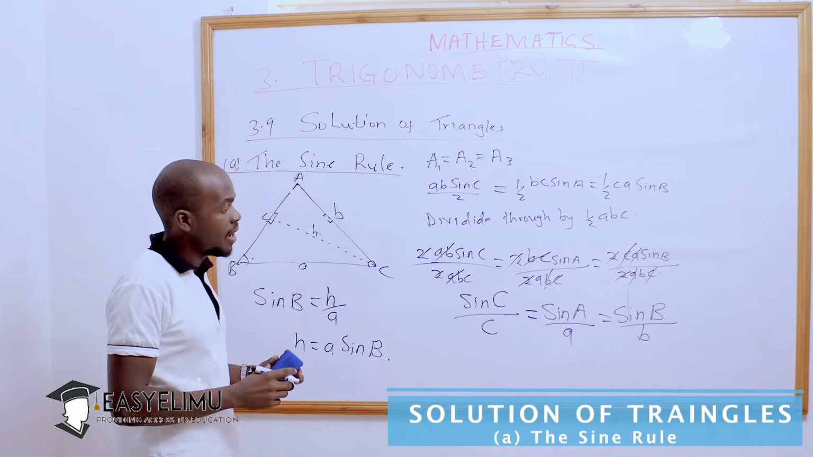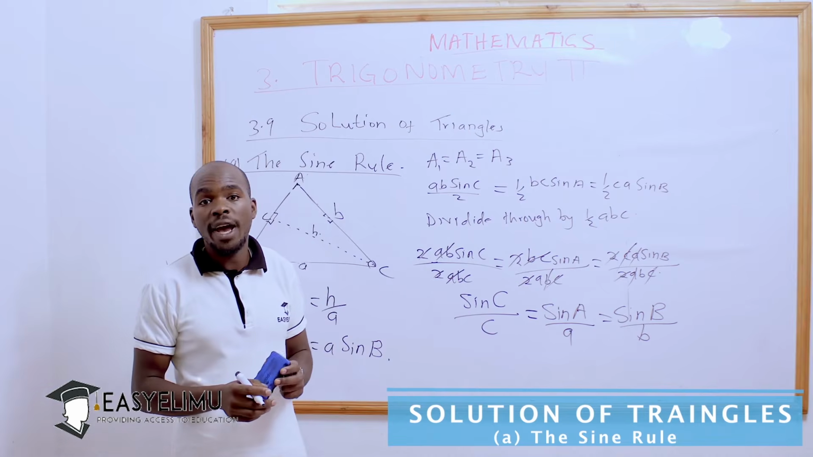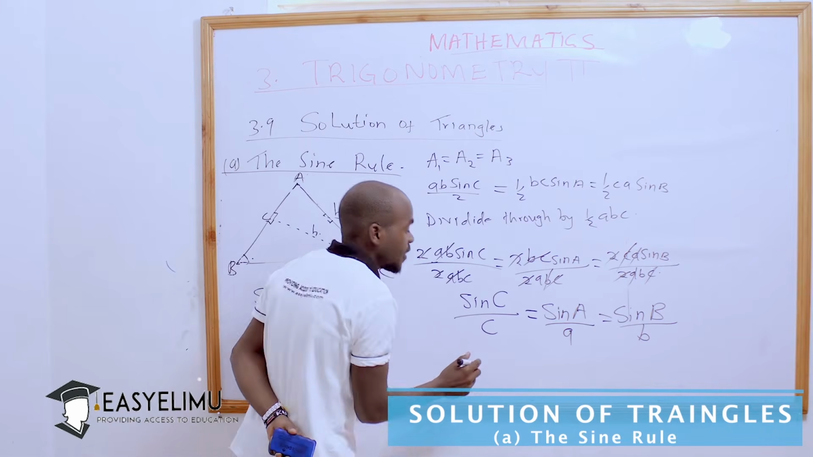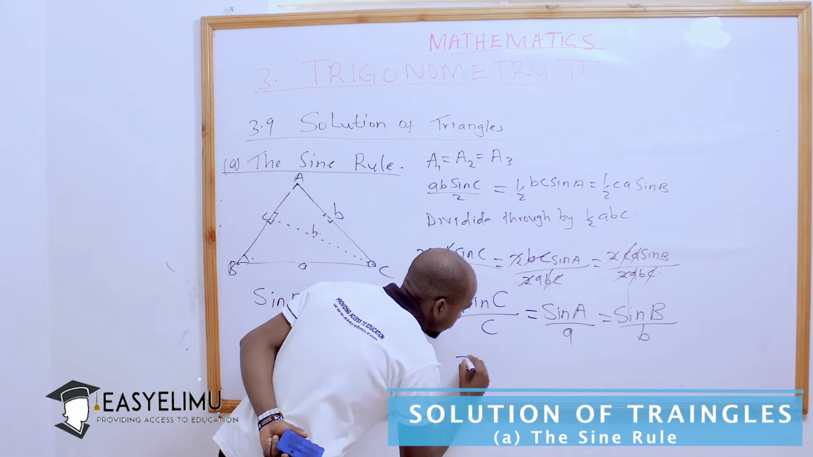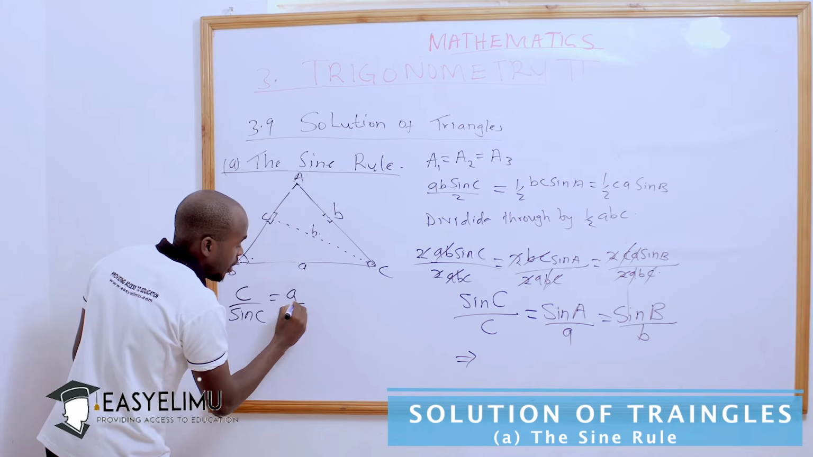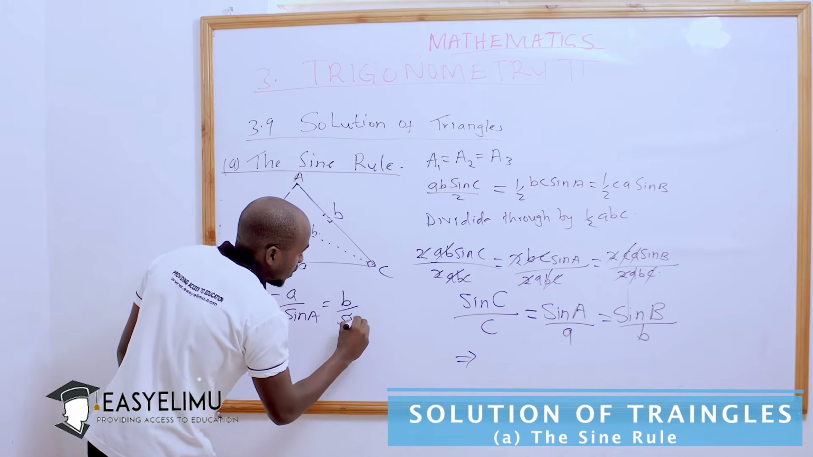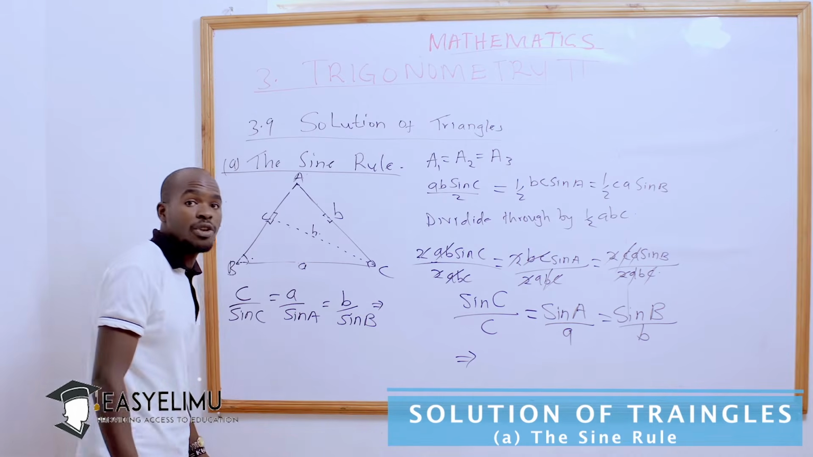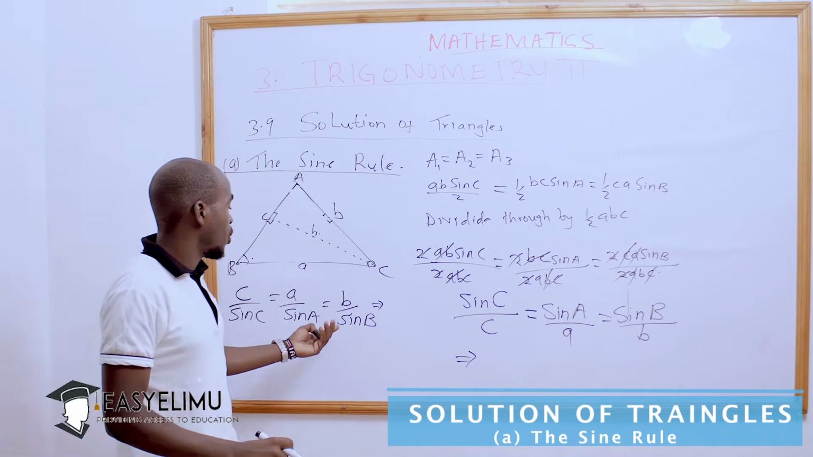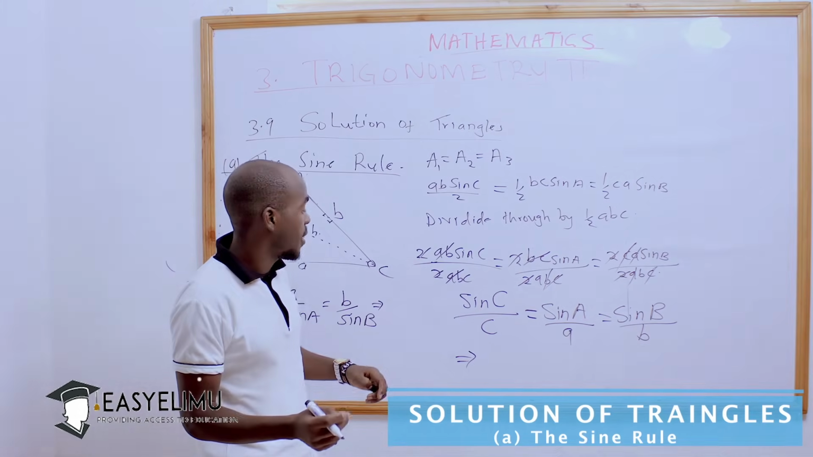As you can see, we find the reciprocal of what we have, and whatever you find is what we refer to as the sine rule. What do I mean? If you find the reciprocal, we have C over sine C is equal to A over sine A, which is equivalent to B over sine B. This is what we refer to as the sine rule, and you can use it for any given triangle, and you will find whatever you are seeking.